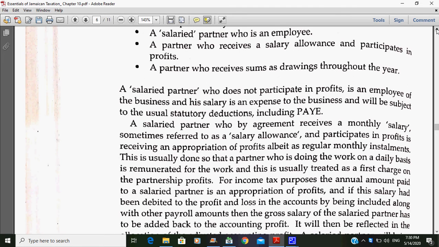Now, a salaried partner who doesn't participate in profits is an employee of the business, right? And his salary is an expense of the business and will be subject to the usual statutory deductions, including PAYE. A salaried partner who by agreement receives a monthly salary, sometimes referred to as a salary allowance, and participates in profits, is receiving an appropriation of profits, albeit as regular monthly installments. This is usually done so that a partner who is doing the work on a daily basis is remunerated for the work, and this is usually treated as a first shot on the partnership profits. Alright?